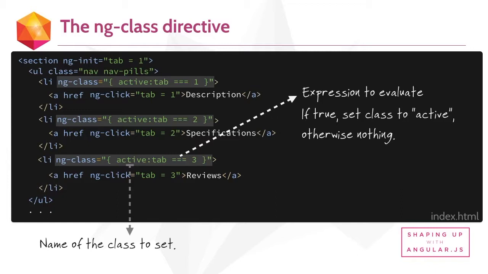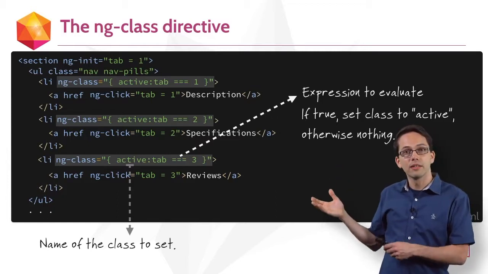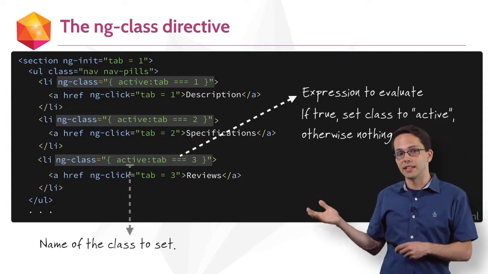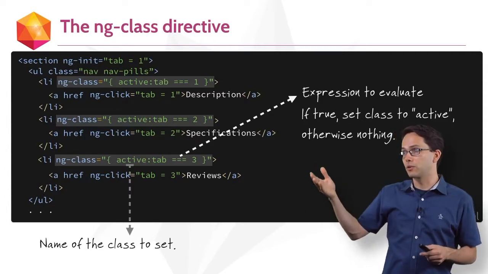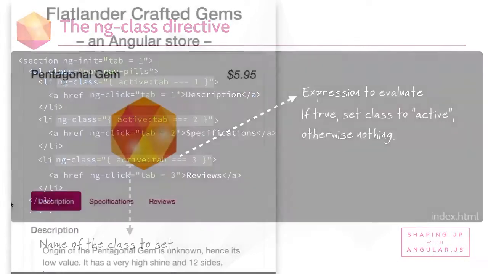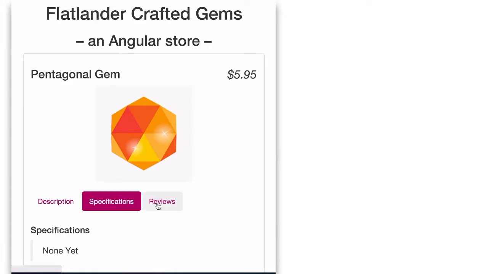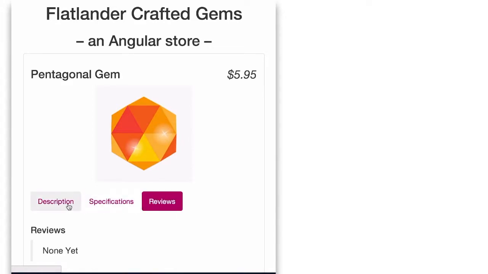In our case, we're going to check to see if the tab is equal to 1, and if it is, we'll set the class to active. And then, of course, 2 and 3 for the other tabs. Then back in our browser, you can see that our tabs are now using the active class properly. Much nicer.